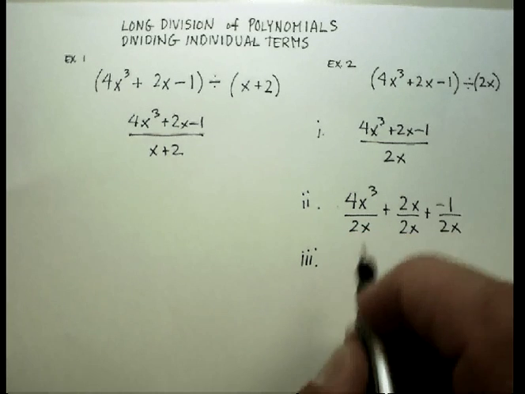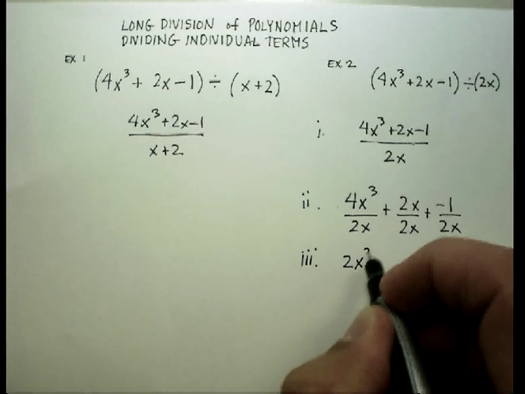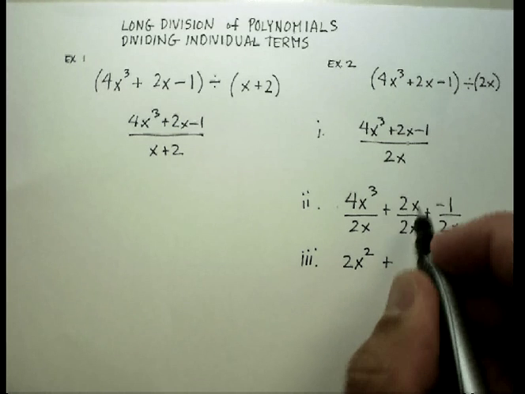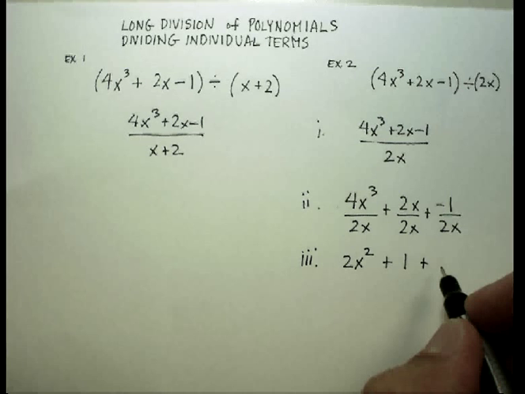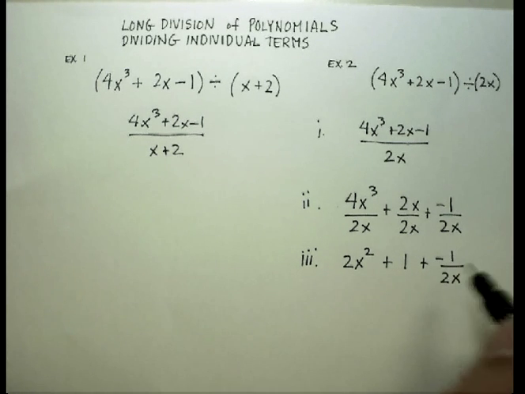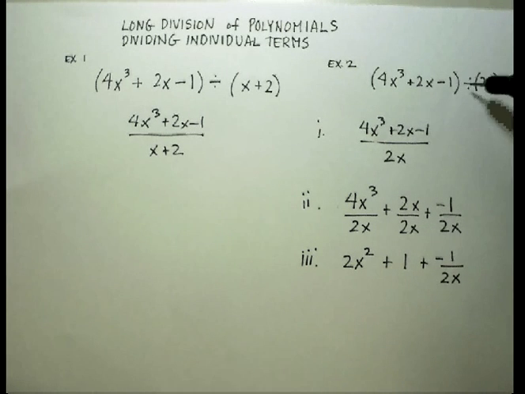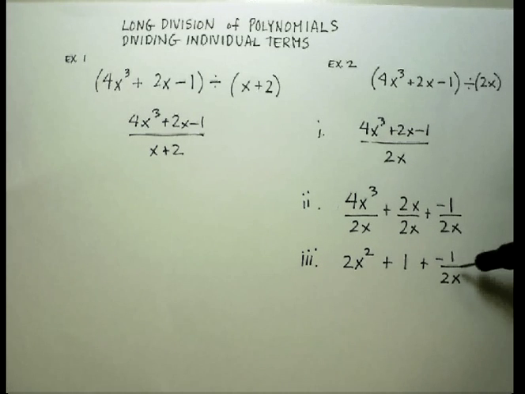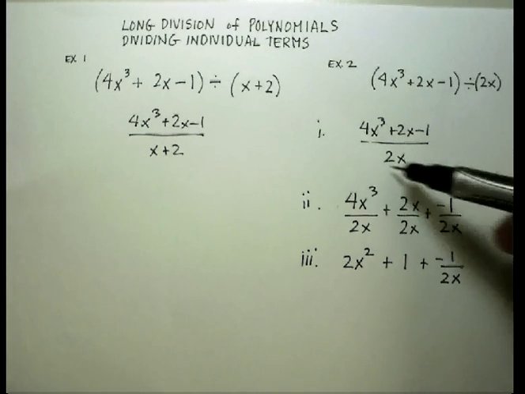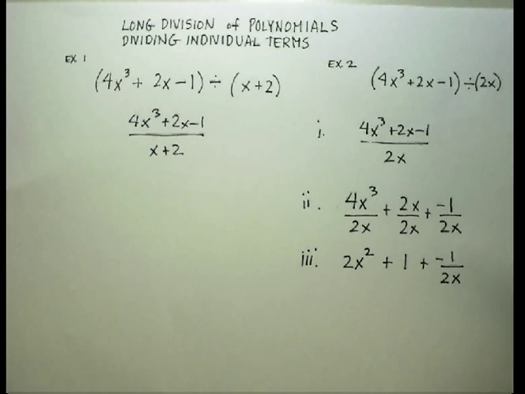4 divided by 2 is 2. X cubed divided by x is x squared. Over here, 2x over 2x is just 1. And this over here basically just stays like that, because I can't really reduce it. So 4x cubed plus 2x minus 1 divided by 2x, and this would be your answer. If you were to multiply 2x times this, you would get that answer again.